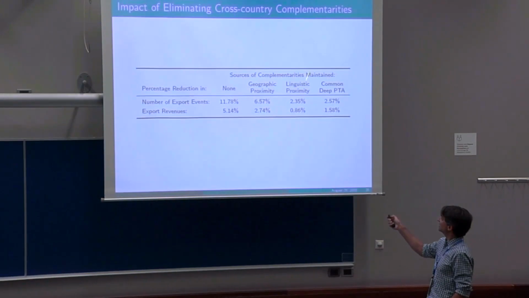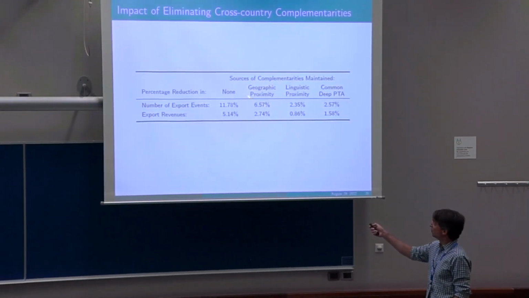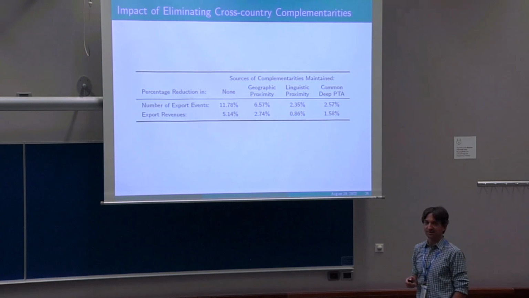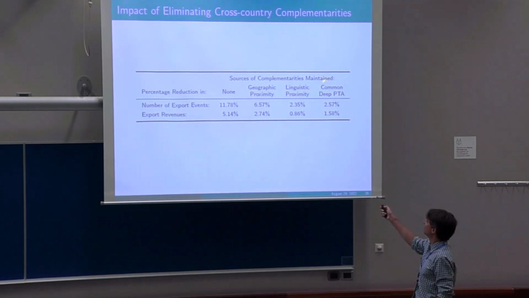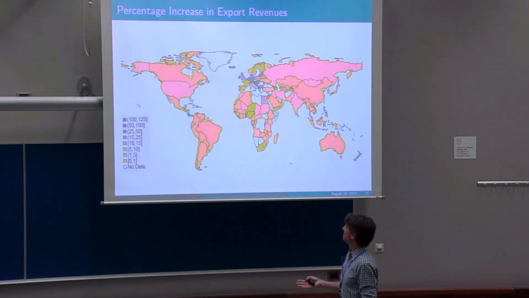Of the three sources, which is the one that matters the most? Geography. If you were to have only the complementarities in geography, you would get basically half of the extensive and of the intensive margin. Between language and regulatory convergence of deep free trade agreements, you will observe that free trade agreements are a bit more important than language, but basically it's a quarter. But again, there is this very strong heterogeneity across countries.